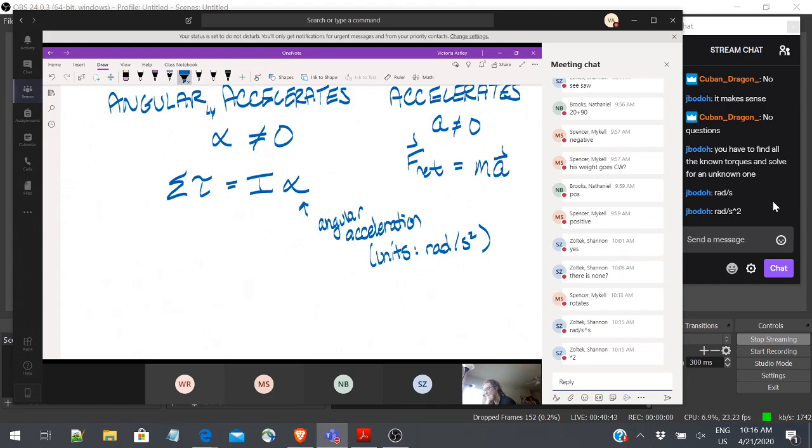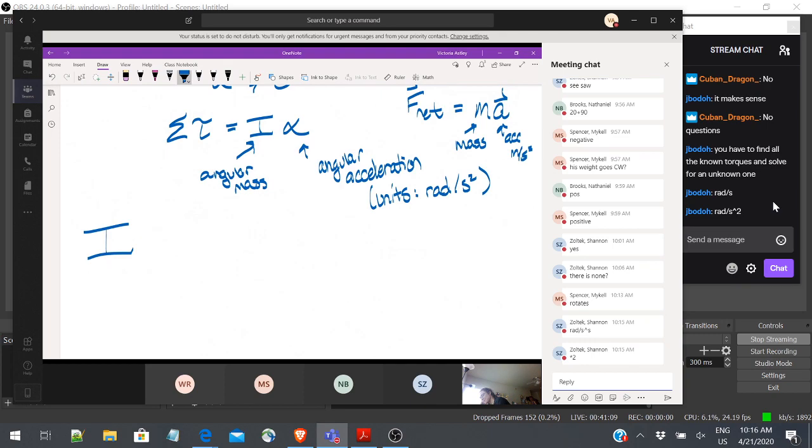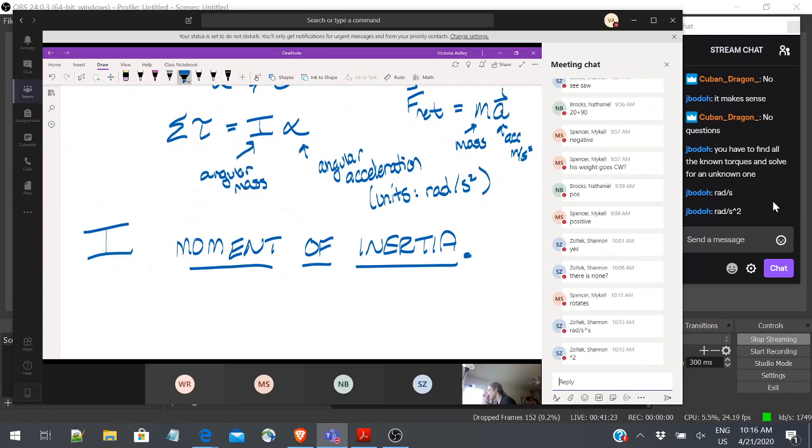Okay. So this is acceleration in meters per second squared. This is mass. You can kind of think of this like angular mass, if that helps you. There's mass times acceleration, there's angular mass times angular acceleration. I is something called the moment of inertia. Moment of inertia. Okay. What does moment of inertia mean?